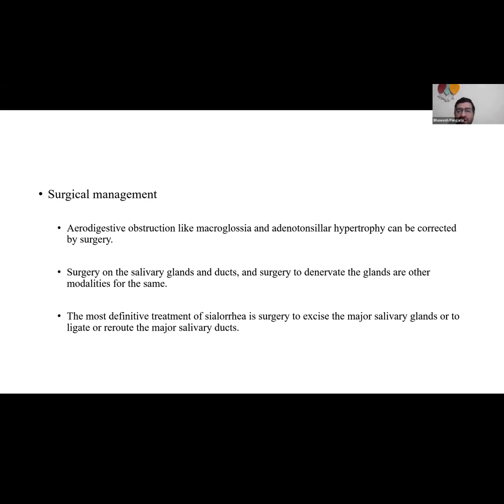When we denervate the gland, it has been seen that it is only useful for 6 to 7 months, as the nerve will regrow and salivation will restart 6 to 7 months after the denervation. But removing the salivary glands is one of the most definitive treatments for sialorrhea. The most definitive treatment is surgery to excise the major salivary gland or to ligate or reroute the major salivary ducts.